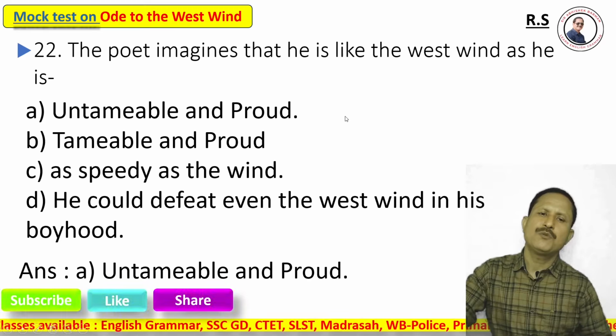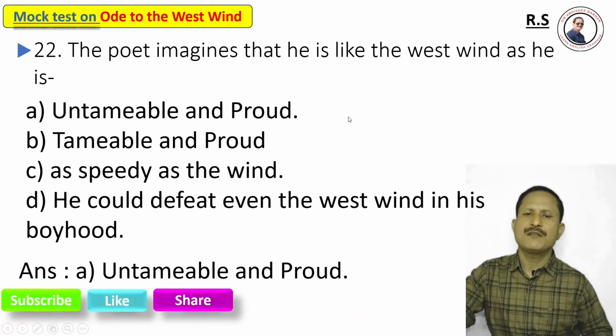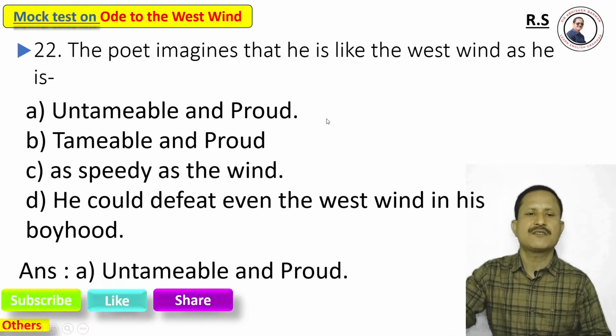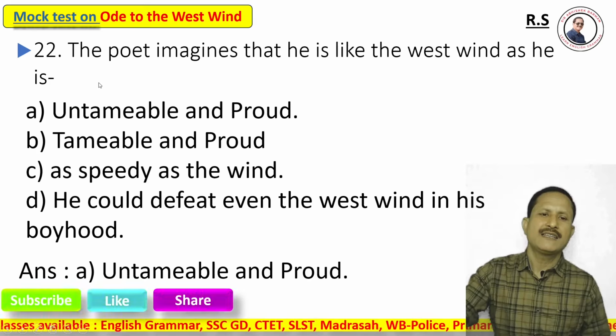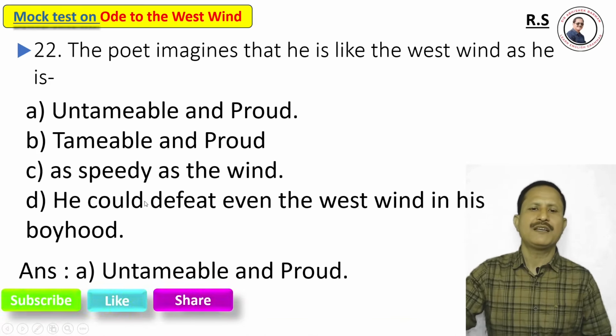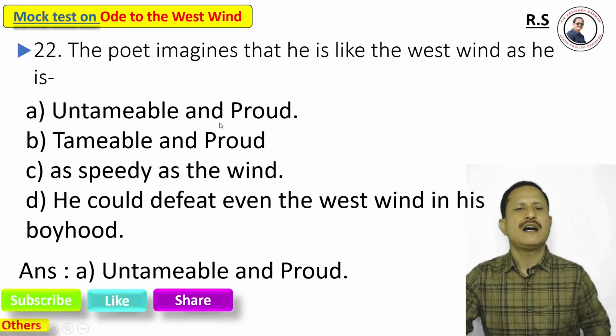In his boyhood, he was very much speedy. And as he was very courageous and speedy, he could defeat the speed of the wind, and that's why he was proud. That's why option A is the absolutely correct answer. Though apparently the right answer may be option D, the 100% correct answer is option A, untamable and proud.